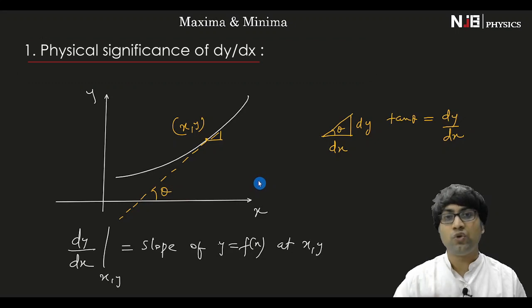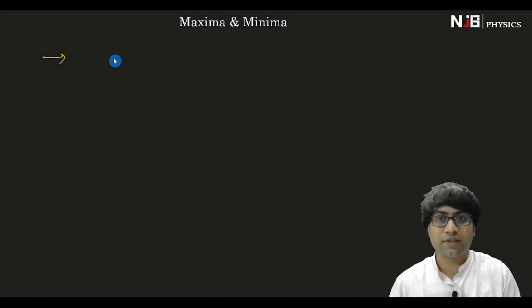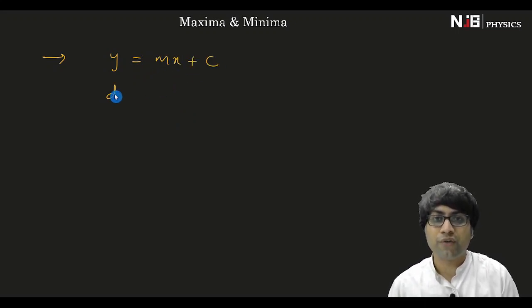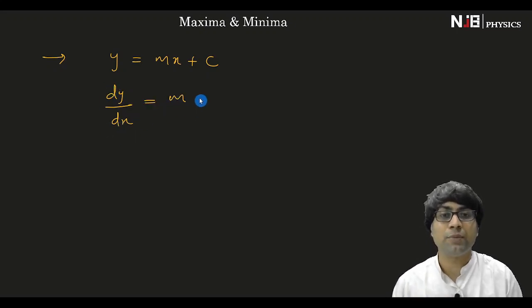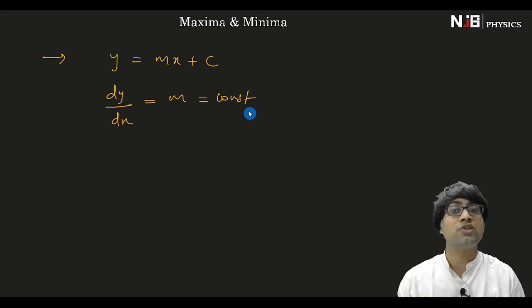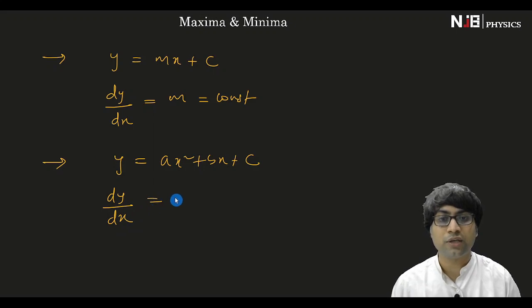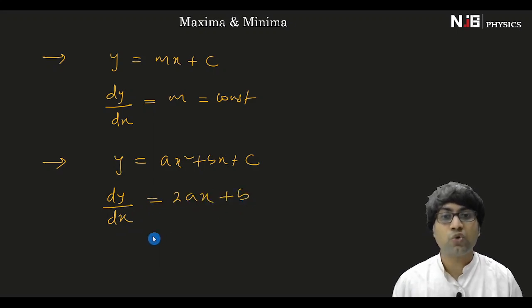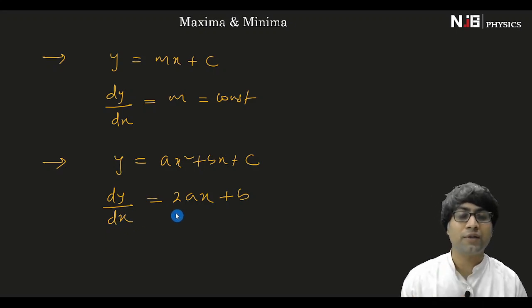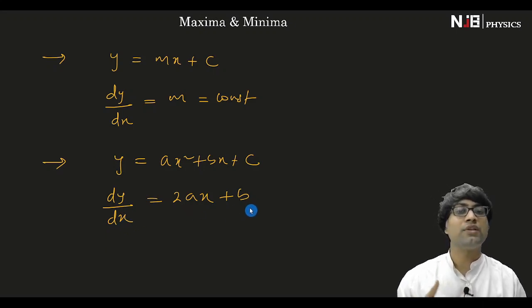And in fact, we can have a look at these two types of functions. As I said, if y is a linear function, that means y equal to mx plus c, and if you try to differentiate it, dy by dx is going to be equal to m. You can see that this dy by dx is coming out to be constant. What does it mean? It means that the slope of y equal to mx plus c is constant, which we already know. And let's take another example, y equal to ax square plus bx plus c. Then in this case, if you try to differentiate it, dy by dx is going to be equal to 2ax plus b. So you can see that this dy by dx is another function, and it is linearly changing with respect to x.